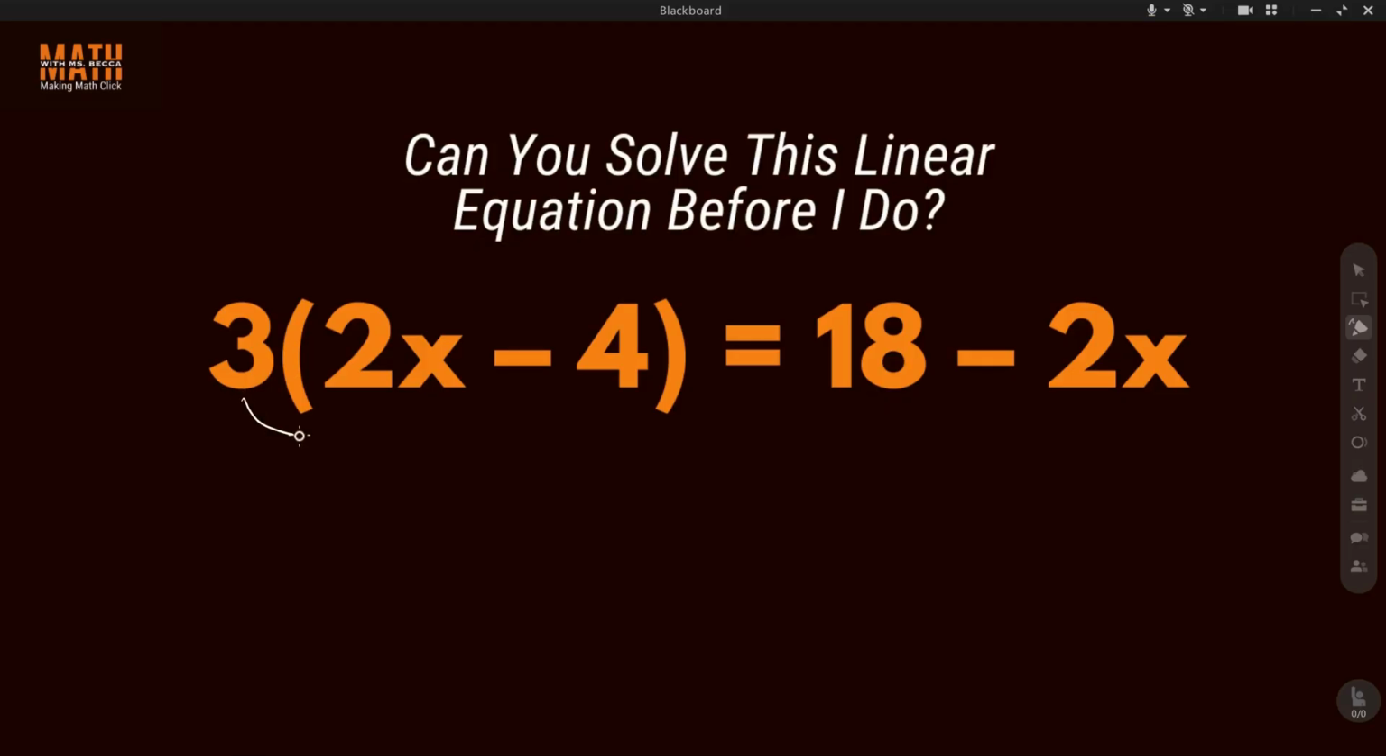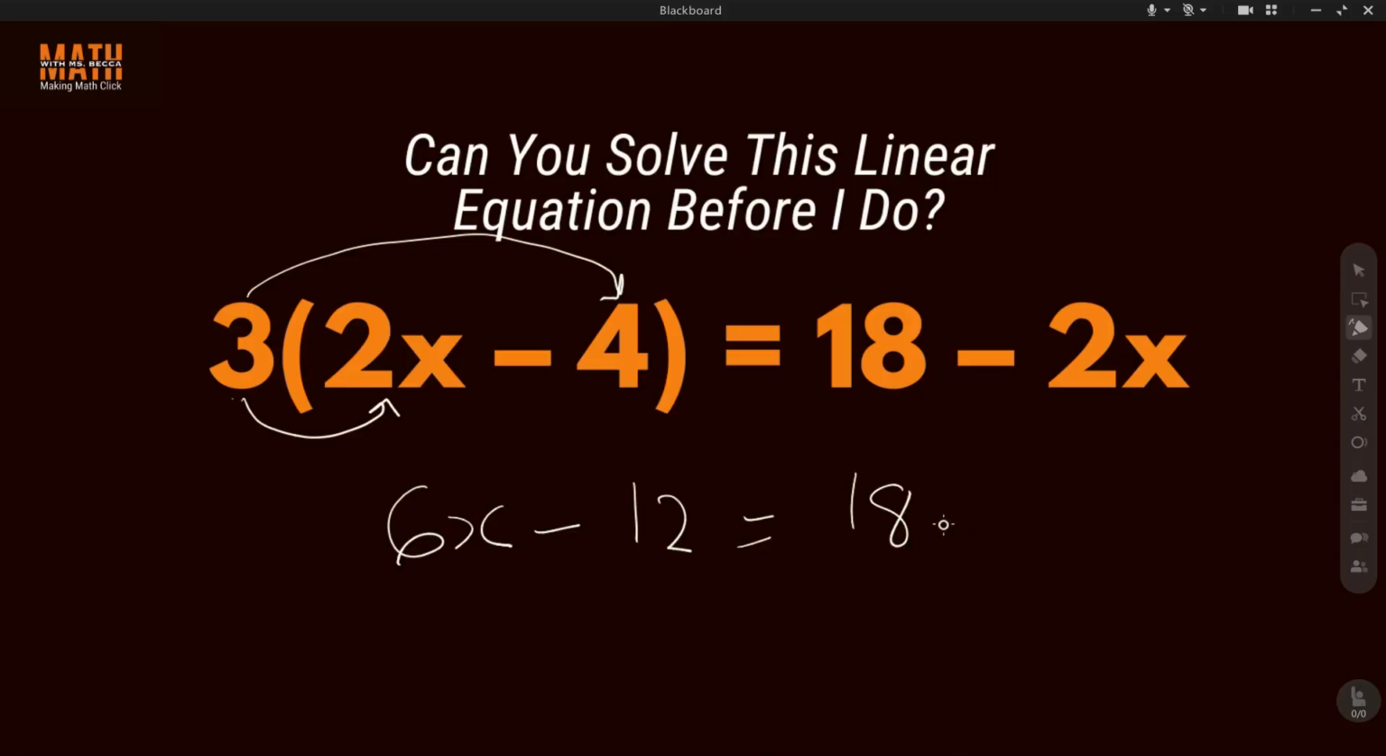That means we have to multiply 3 by 2x, then we multiply 3 by negative 4. So 3 times 2x gives 6x, and then 3 times negative 4 will give negative 12. That is the first step. Now, the next step is let's rewrite it and have what we have on our right hand side. That will give 18 minus 2x.